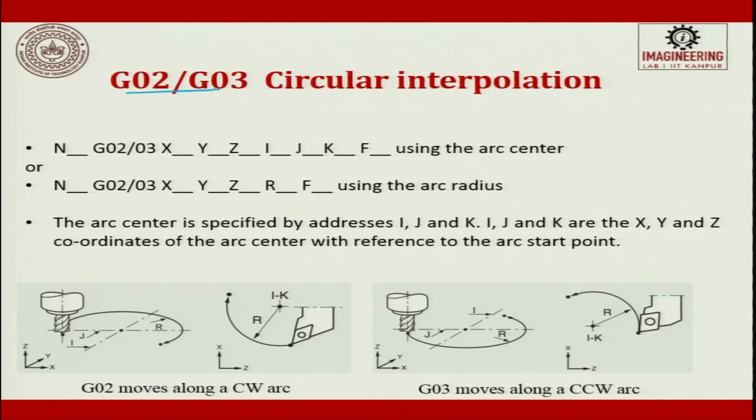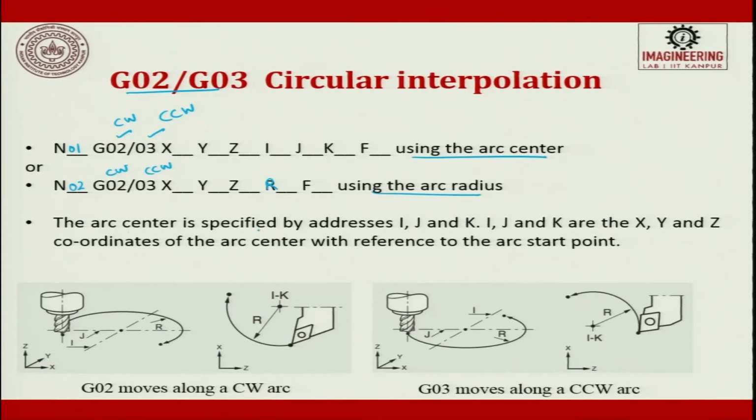When we talk about circular interpolation, G02 or G03, there are two formats. One is block number 01, where you choose either G02 or G03. G02 is circular clockwise, G03 is circular counterclockwise, and then X, Y, Z, then you have an offset in the X axis, offset in the Y axis, offset in the Z axis, and then a feed rate. So, this is using the arc center. The other option is N02, same code G02 clockwise or G03 counterclockwise, X, Y, Z, and then you define a radius R and a feed. So, this is using the arc radius.